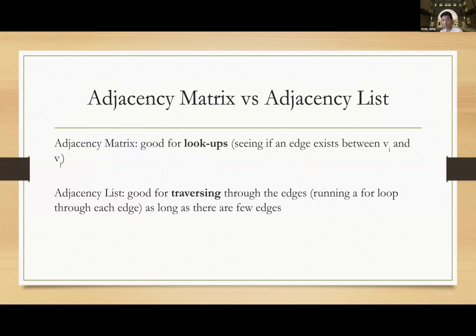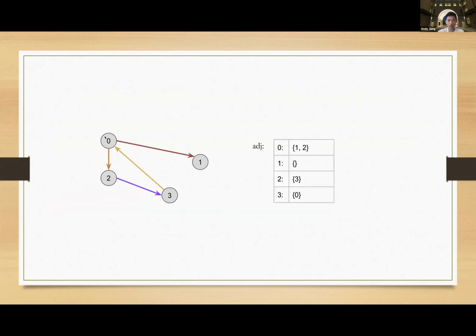However, adjacency lists are good for traversing. And by traversing, I mean going through edges. So like, let's say I wanted to move through the graph, and I only want to know where 0 can lead to. So 0 can lead to 1 and 2. So this is great. I have 1 and 2 right here. That's all I need. I don't need to know that 0 doesn't go to 3.